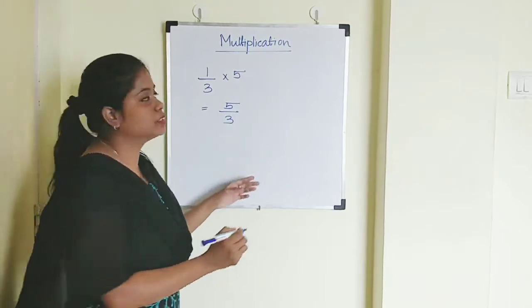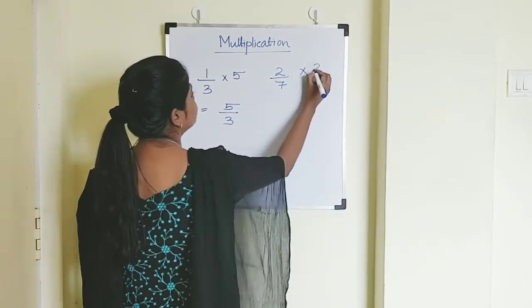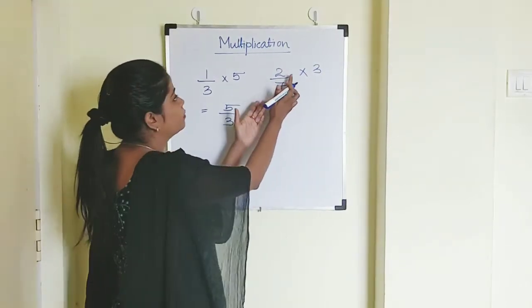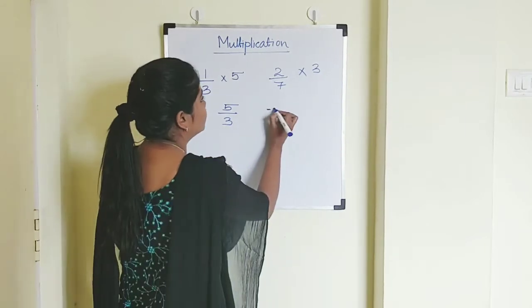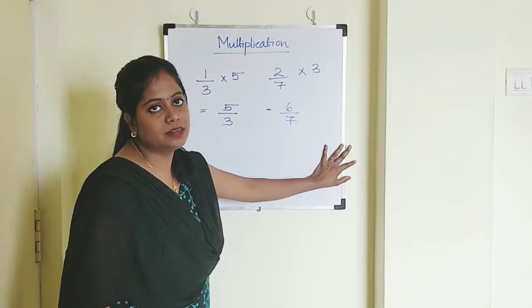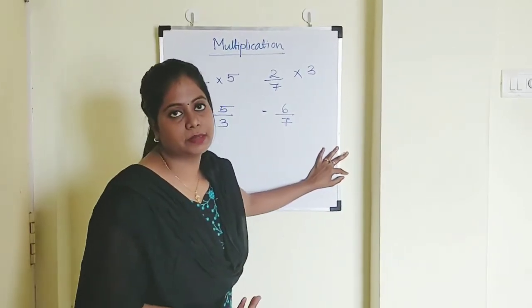So I'll show you one more sum. Let's take 2 by 7 into 3. Again, the denominator remains the same. You have to multiply the numerator and the whole number. So 2 3s are 6, 6 by 7. So this is the multiplication of fraction. There are many variants in multiplication of fraction.